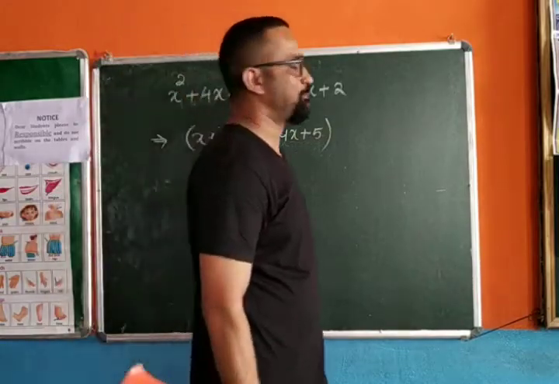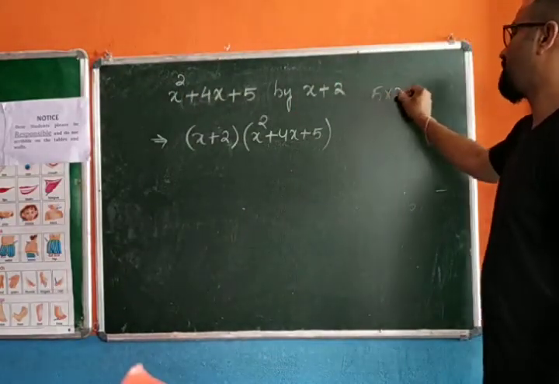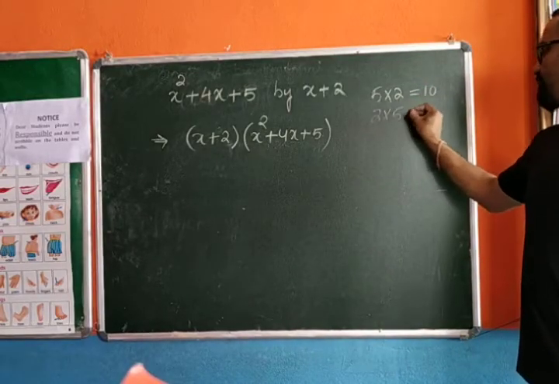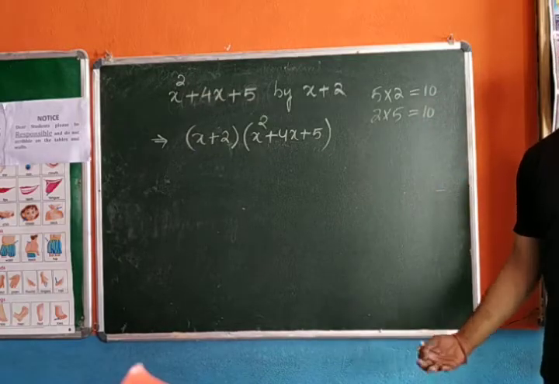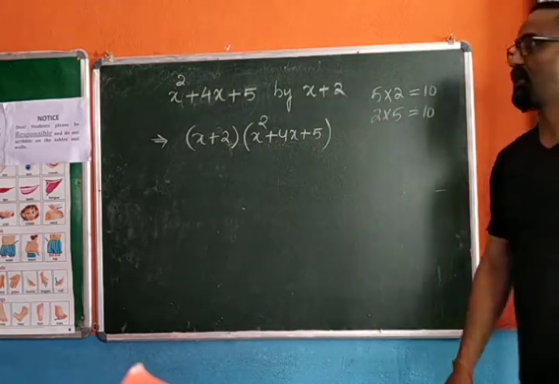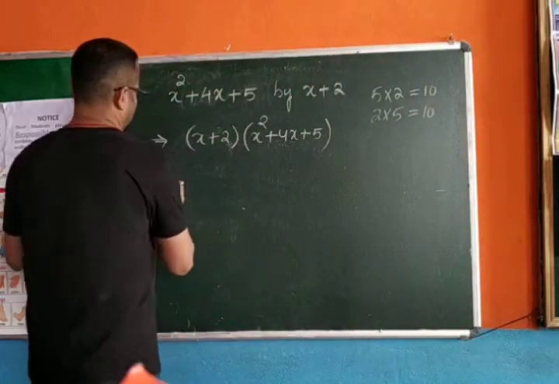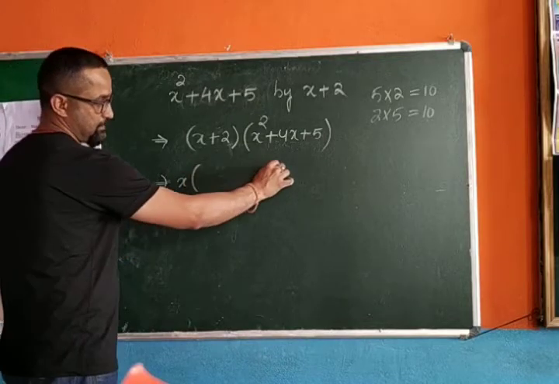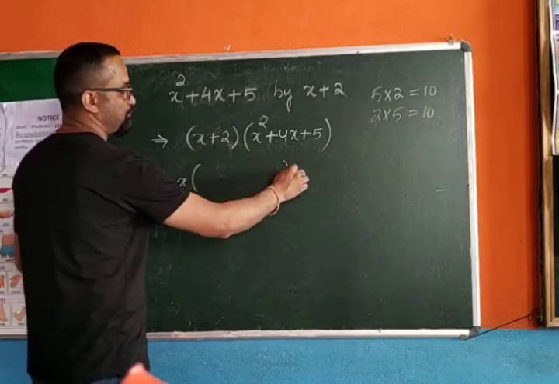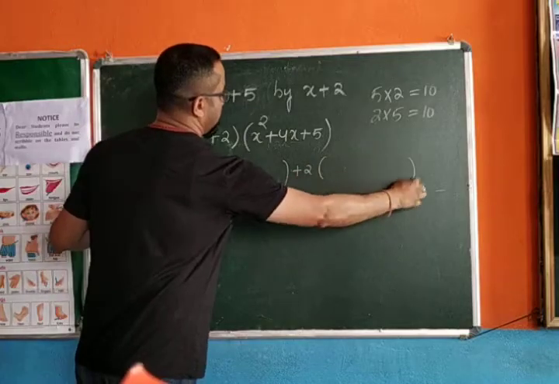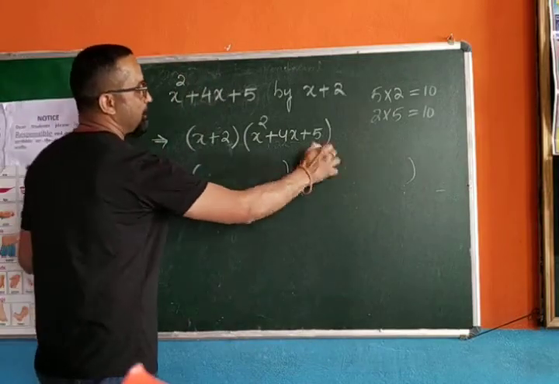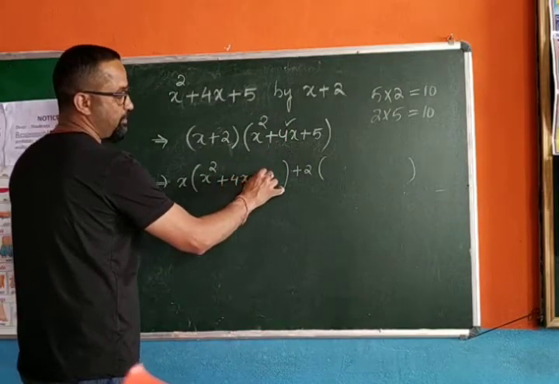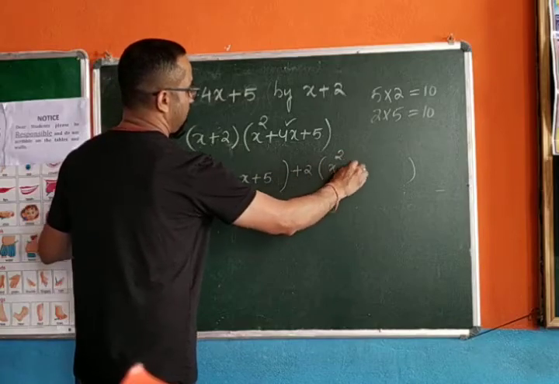Because look at this one. Suppose if I ask you to multiply 5 with 2, what do we get? 10. 2 with 5 will be 10. So order does not matter in case of multiplication. You write down the first term, x bracket plus 2 bracket. Inside these two brackets you copy the second term, x squared plus 4x plus 5, x squared plus 4x plus 5.